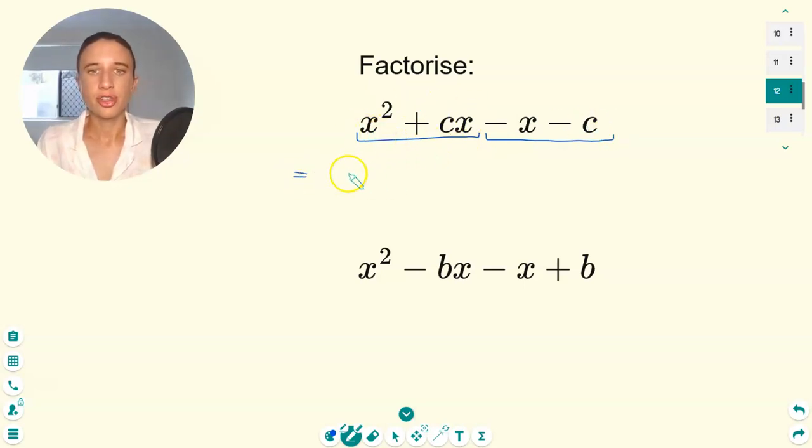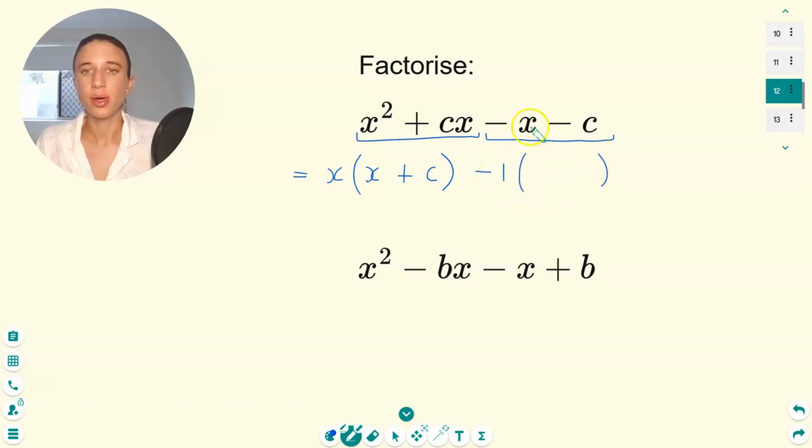Common factor of the first 2 terms, well, that's x. x times x gives me x squared. x times c gives me cx. Our next pair of brackets, well, they're both negative, so I'm going to pull a negative out the front. And they actually don't have anything in common except for negative 1, right? So I could put negative 1 and then I'm ready to factorize. Negative 1 times what gives me negative x? Well, negative 1 times x. Negative 1 times what will give me negative c? Well, times plus c.